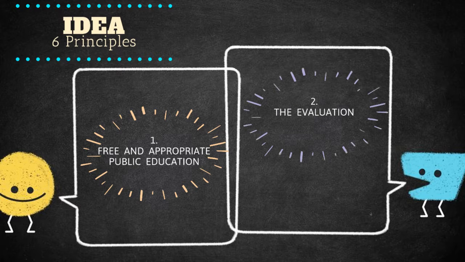Principle 2, the evaluation. IDEA mandates that each state has a process for identifying and evaluating children with disabilities, including evaluating children who are homeschooled or attend private school. This process is called Child Find. Evaluations by Child Find teams are at no cost to parents.